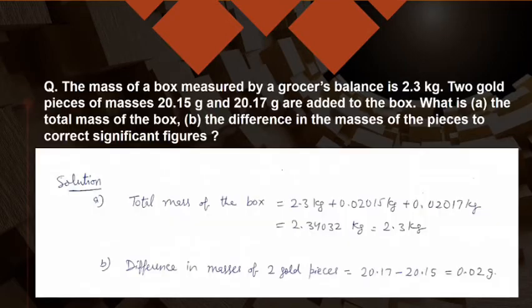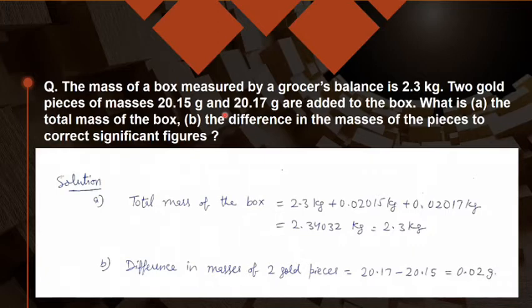So you have to find the significant figures. This is a very simple question I have taken for you people just to make your concept very clear. The mass of a box is measured by Grosser's balance. Grosser's balance is your physical balance or normal balance. You all have seen that balance in the market. They are measuring the mass as 2.3 kilogram. Now they say 2 gold pieces of masses 20.15 gram and 20.17 gram are added to the box.